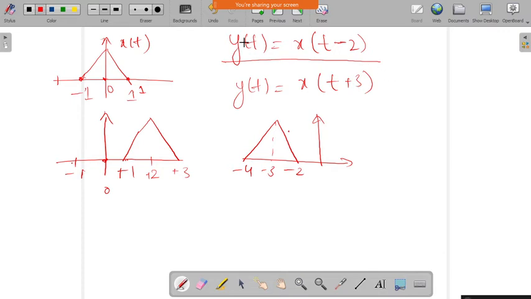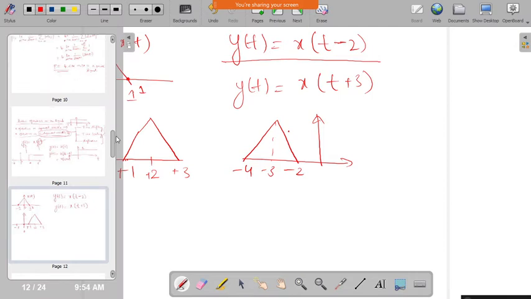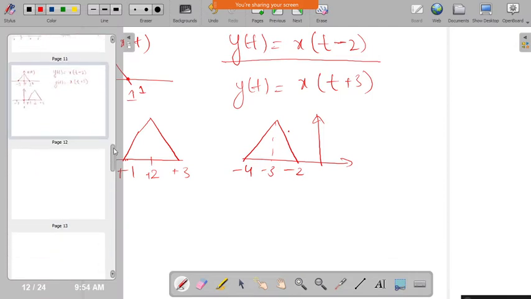Okay, so is it understood? So the time shifting, any doubt? Okay, so now this is what time shifting. Now we will go to the time scaling.